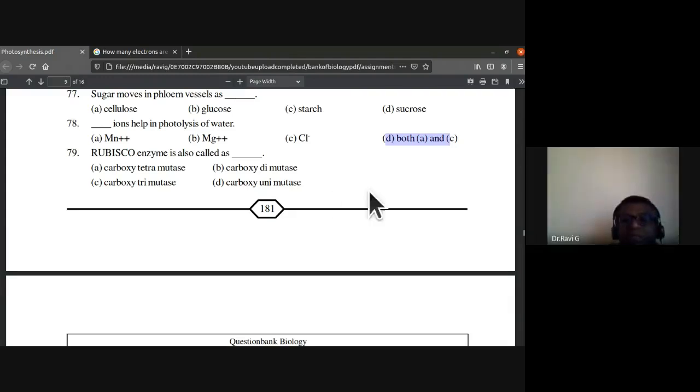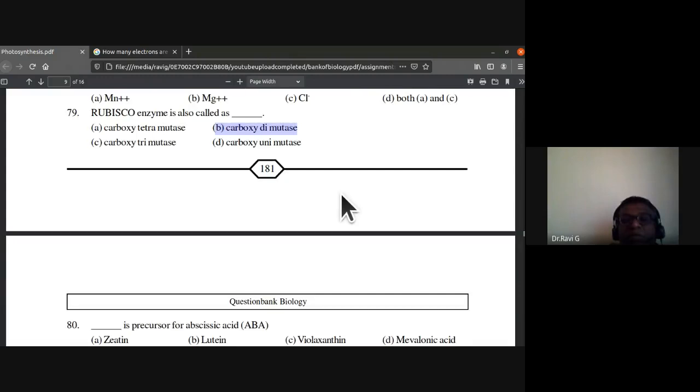So Rubisco, ribulose bisphosphate carboxylase, is also called carboxy dismutase. Okay, carboxy dismutase. So the Rubisco enzyme is also called carboxy dismutase. You should know the other name. If they ask you during examination, you should be able to write it.